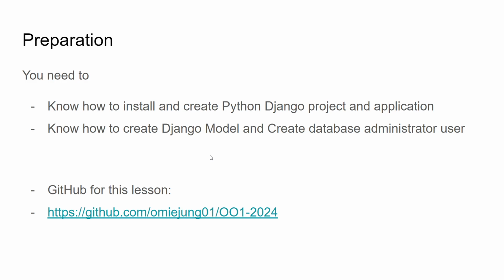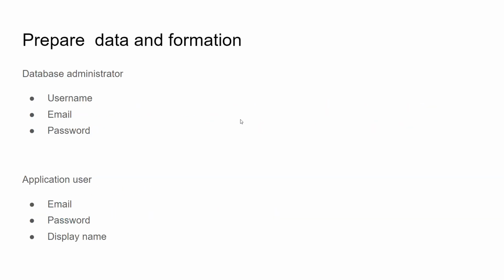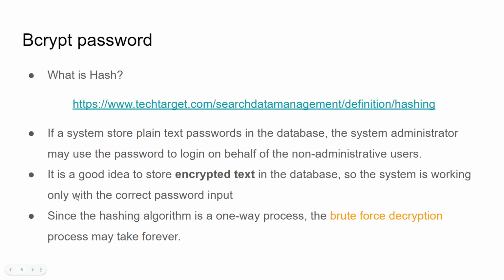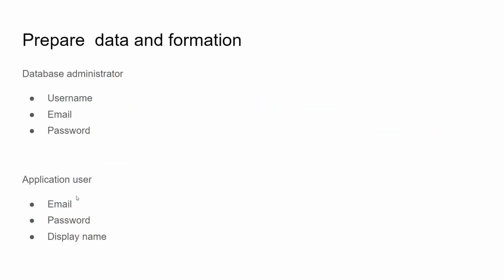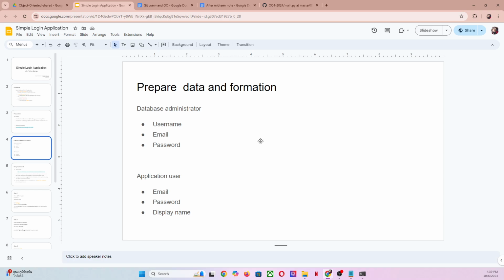So even the administrator cannot pretend to be the user in order to log into the system. Okay, so at this moment you need to know Python Django, how to create a project, then create an application, and then the Django model and database admin. Okay, so we need to prepare these two things: the database administrator that uses the Python Django engine, which has username, email and password, and then the application user, which needs email, password and display name. Okay, so I think maybe at this moment we start by creating the Django project first, before we go to the decrypt step.